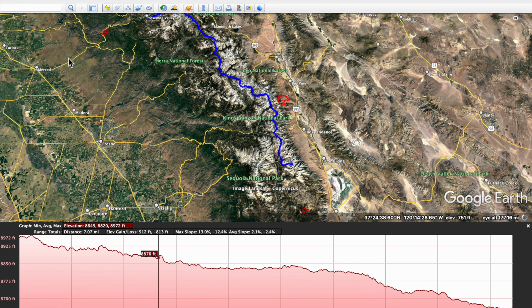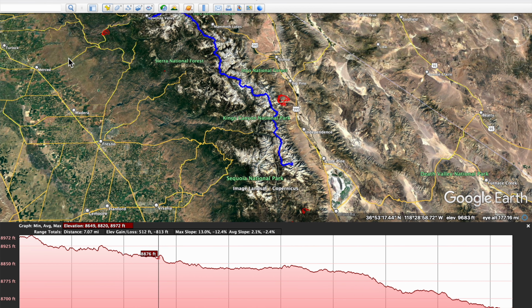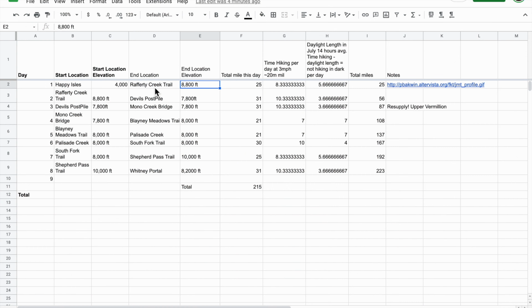I'm going to keep this pretty high level and pop back over into the spreadsheet. Here we go. So day 1, this is Yosemite. Start elevation 4,000 feet, end elevation 8,000 feet, total miles 25. In column G, we have the time hiking per day at 3 miles per hour. So this is kind of what I would consider a fast walk, but not quite a slow trail run.